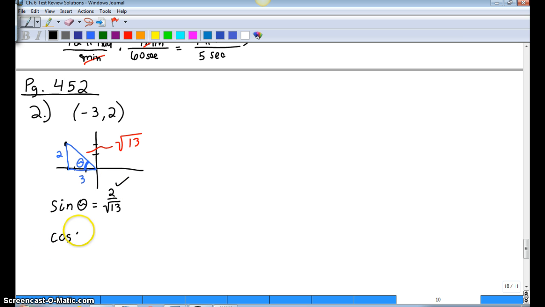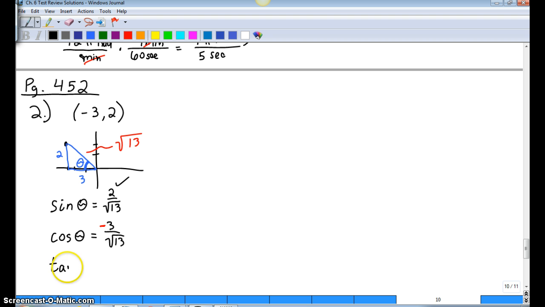Cosine of this angle theta is 3 over the square root of 13. However, because cosine is negative in quadrant 2, cosine of this angle theta is also negative. So be sure and put your negative signs in there when you need them. There are points given for just simple things like the sign of your trig function.